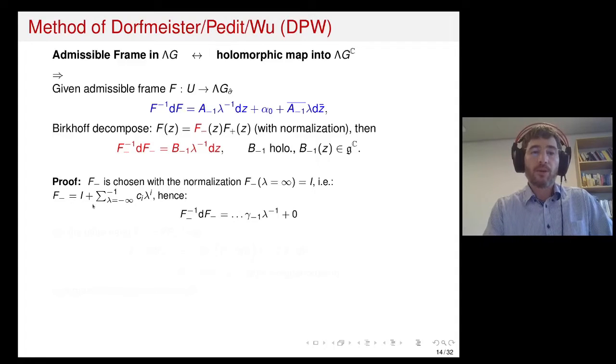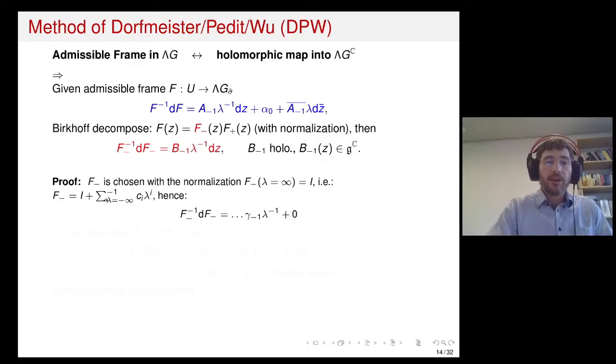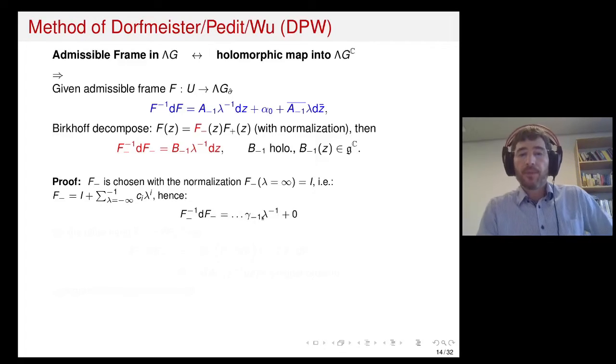So we can compute the derivative of F minus here, like this. And if you look at the Laurent expansion, it's all negative powers of lambda here, plus a constant term. When you differentiate that, that becomes 0. So you end up with an expansion that looks like this for the Marquardt form. The highest power of lambda is -1.